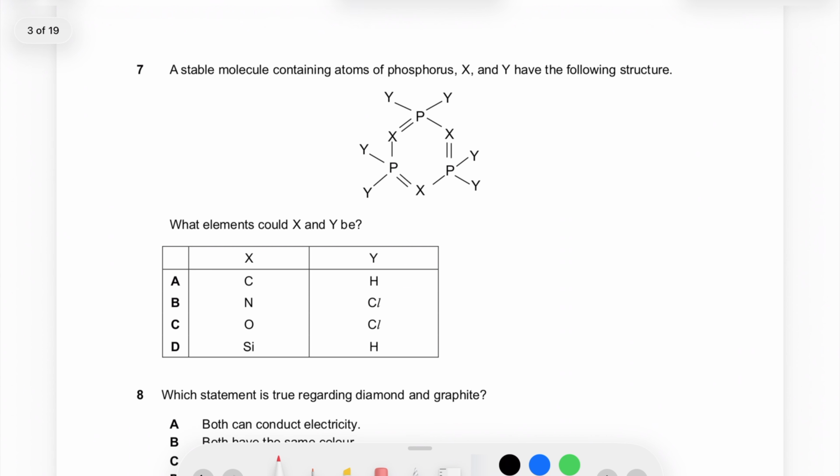Question 7. What element could X and Y be? So this is similar again. Y forms 1 bond, and then X forms 3 bonds. So X is group 15, and Y is just a minus, so answer will be B.